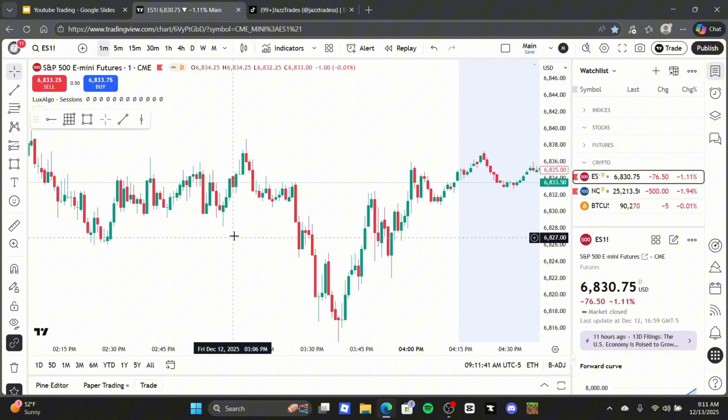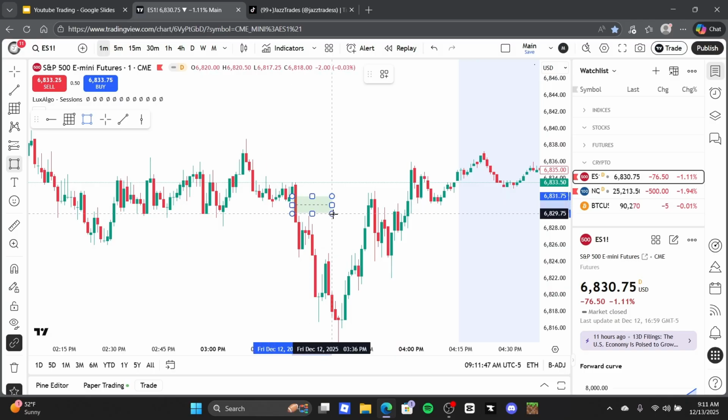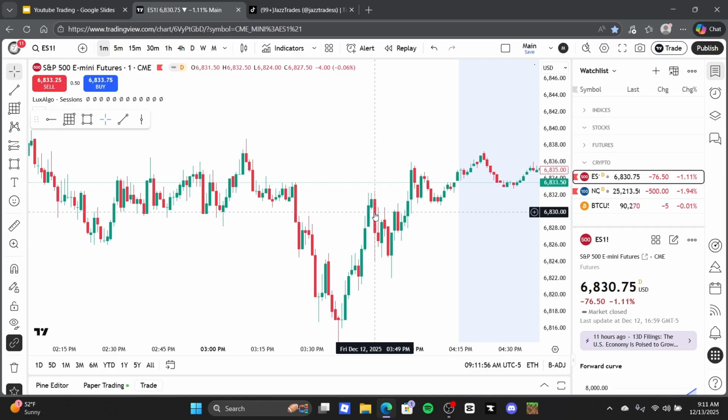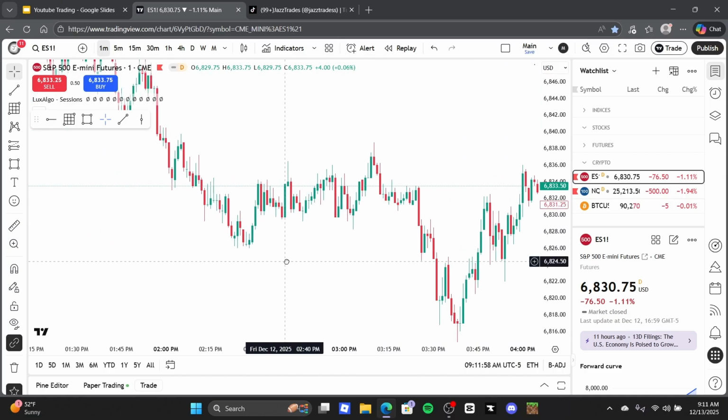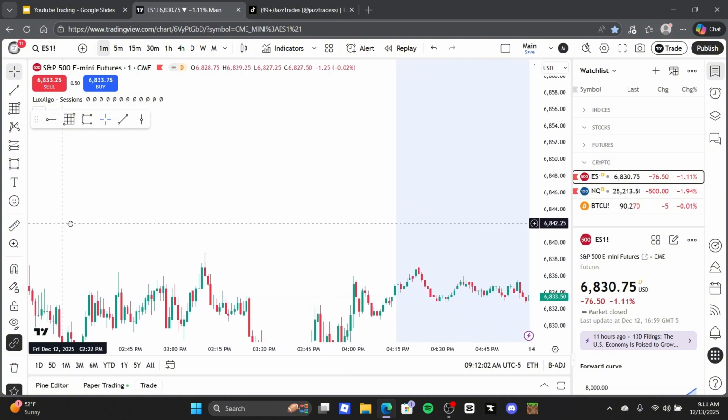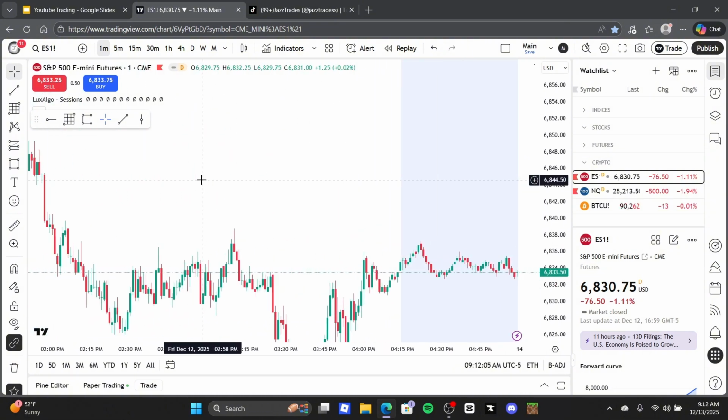This one is an example of an imbalance right here, where it's a green candlestick, red candle, red candle, but it left a gap right here, all the way through here. Price touched into it, and then it went all the way down to here. So that one was an okay example. That one's okay.